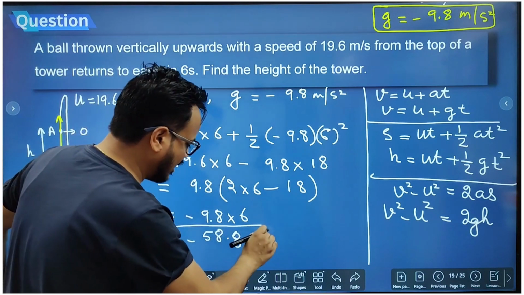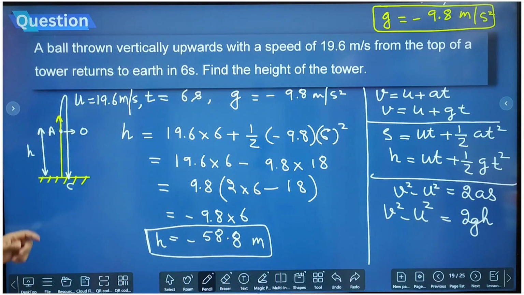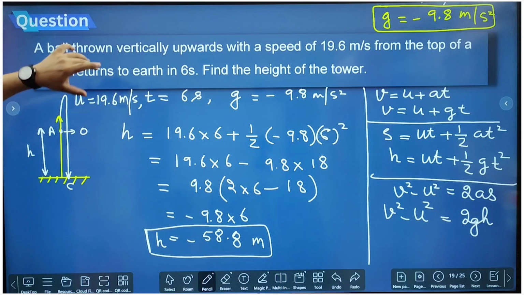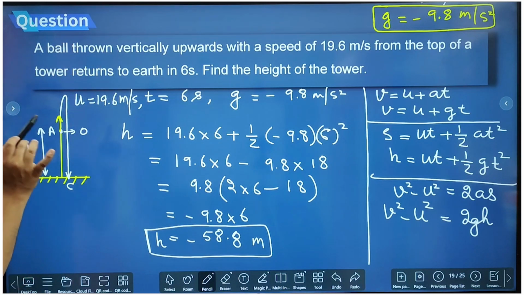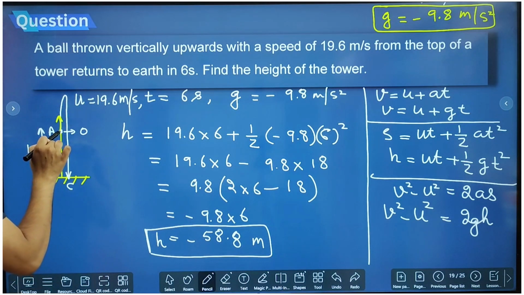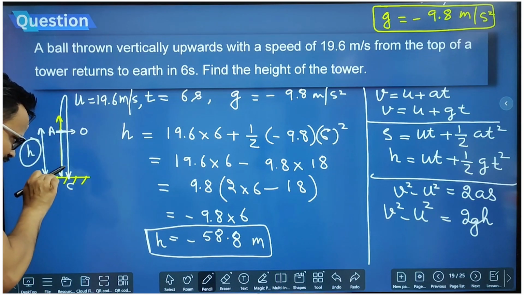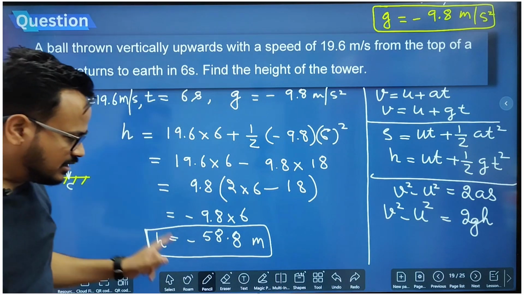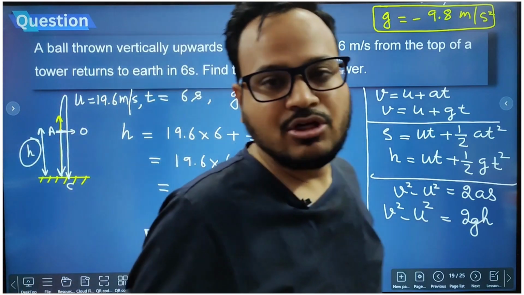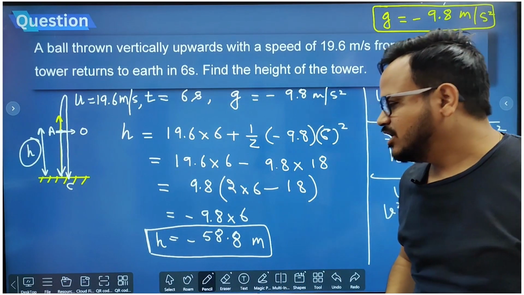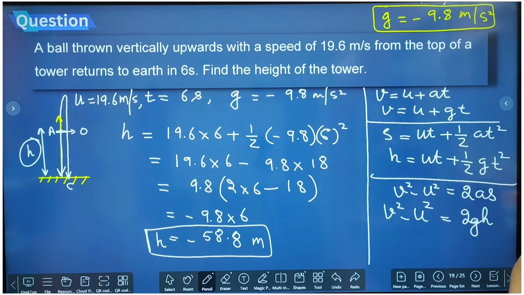Why is h coming out to be negative? Because in our perspective, the way we have taken the positive x and y axis, this should be negative because this is the origin and this h is measured in the negative y direction. That's why it is negative. So the height of the tower is 58.8 meter.